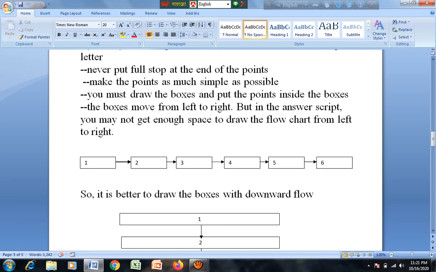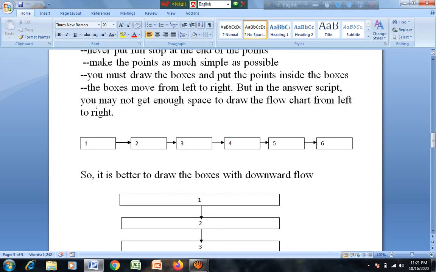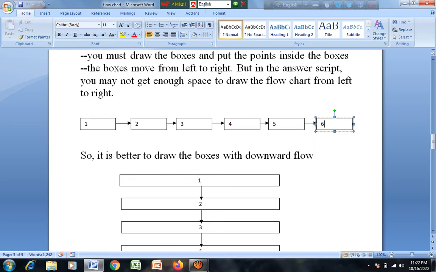Usually the boxes move from left to right. The boxes are arranged from left to right, but in the answer script you will not get enough space. You will not get much space to draw a flowchart from left to right. Then you may find it difficult to draw 6 boxes from left to right. Just see the diagram. 1, 2, 3, 4, 5, 6. So it is quite difficult to draw 6 boxes side by side from left to right.